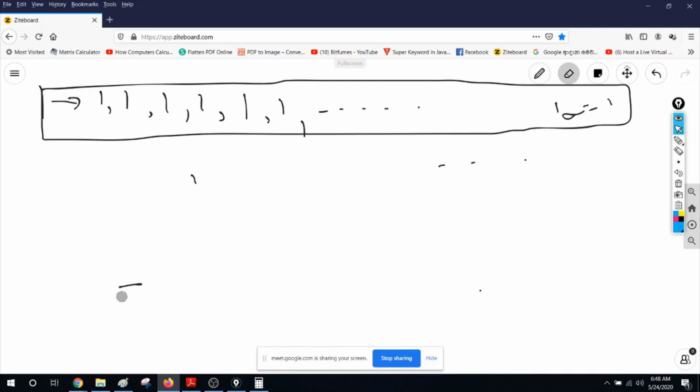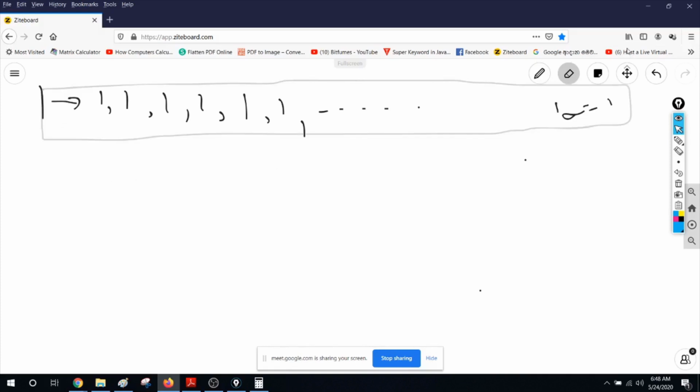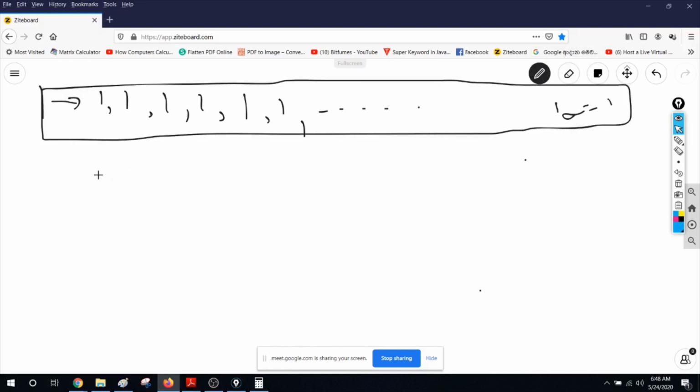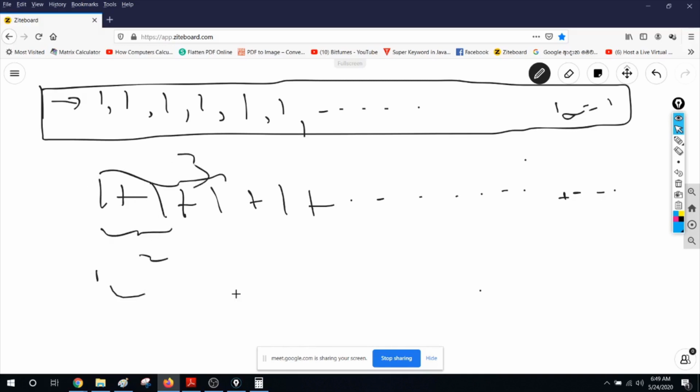Now we know that this is a convergent sequence. Now let's write it as 1 plus 1 plus 1 plus 1 plus etc. So forever, right? So now what about this? For one term it is 1. For two terms the summation is 2. For three terms the summation is 3. For 4 terms the summation is 4. Likewise for 100 terms the summation is 100. For a million terms the summation is a million.